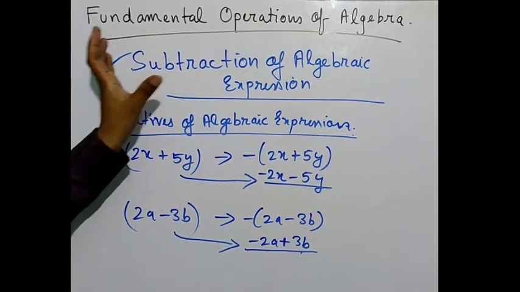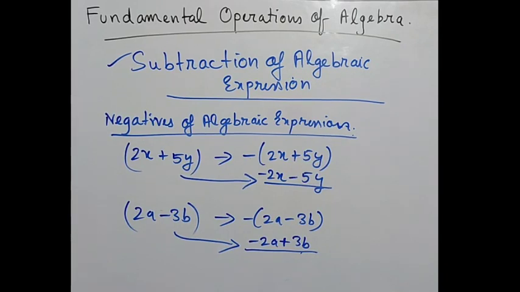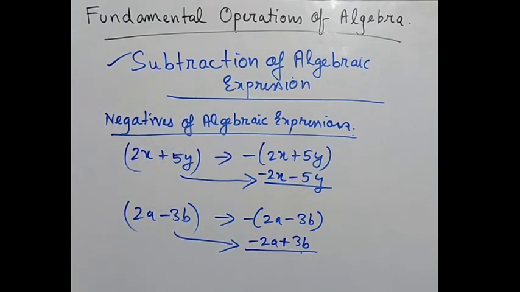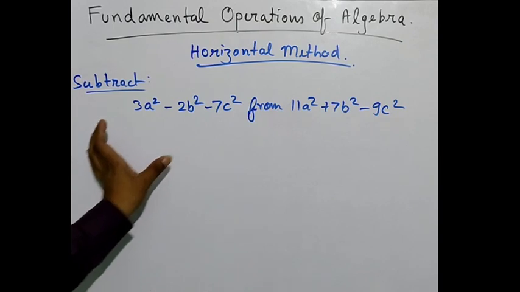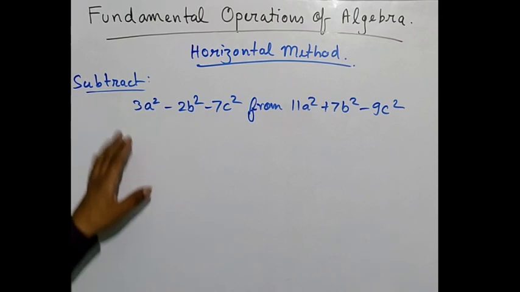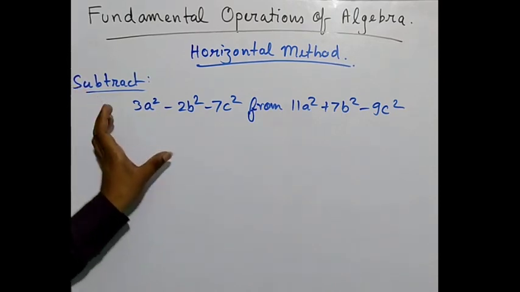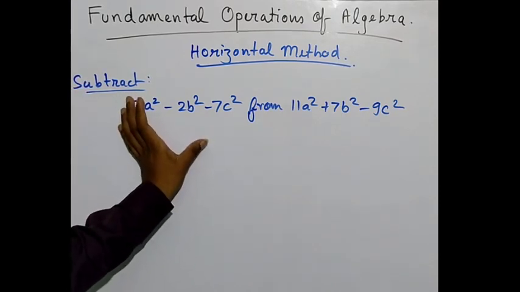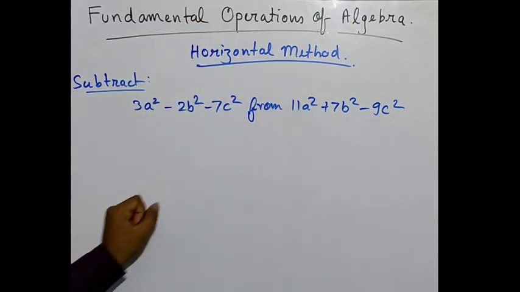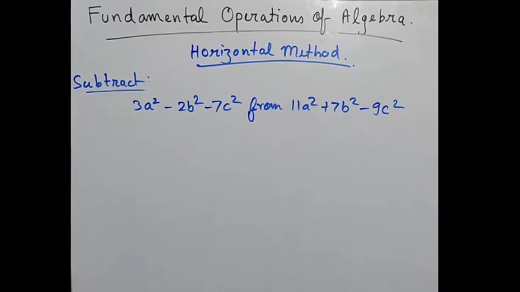Now here too you can use the two methods that we used in addition, like the column method and the horizontal method. So let's first start subtraction of algebraic expression using the horizontal method. Now let's subtract this expression from this algebraic expression. So you remember the rule, what we have to do when we have to subtract any algebraic expression? We add the opposite sign of this expression. So the negatives basically.